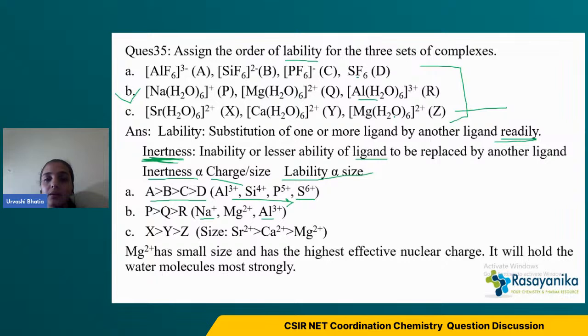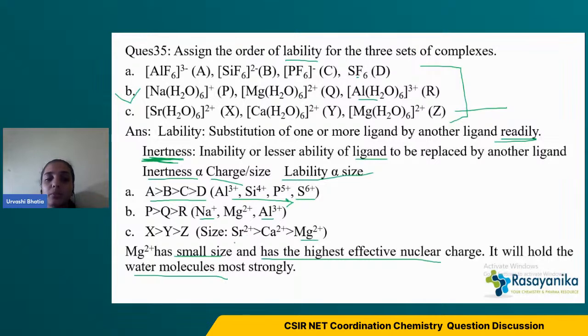Now you can see beryllium, magnesium, calcium, strontium, barium. These belong to the same group. Going down the group, the size increases, right? So strontium has the highest size, followed by calcium, and then magnesium has the smallest size, right? So Mg2 plus has small size and the highest effective nuclear charge. It will hold the water molecules most strongly and will not let them go.